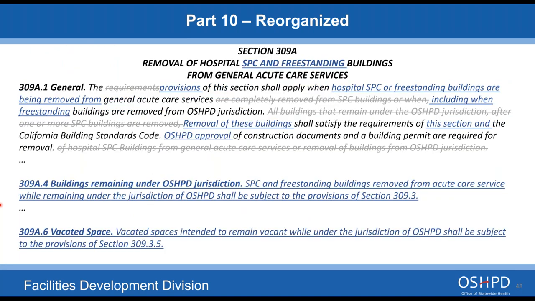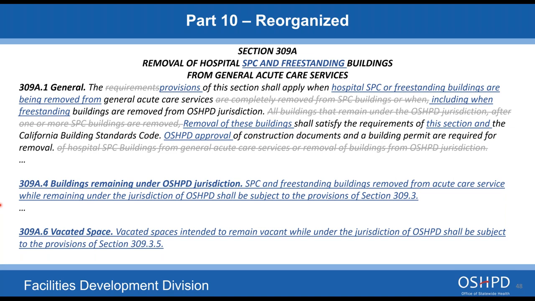This one, we're moving into the 309A. So this is specific to hospital buildings. So this is the process of removing the hospital building from the hospital. So that's why it's in the A chapter. It's still considered part of the hospital.